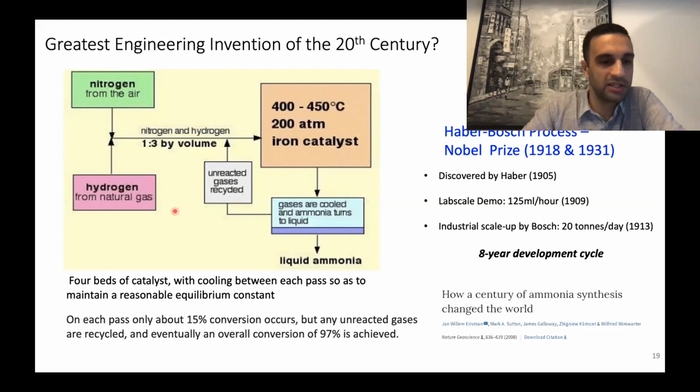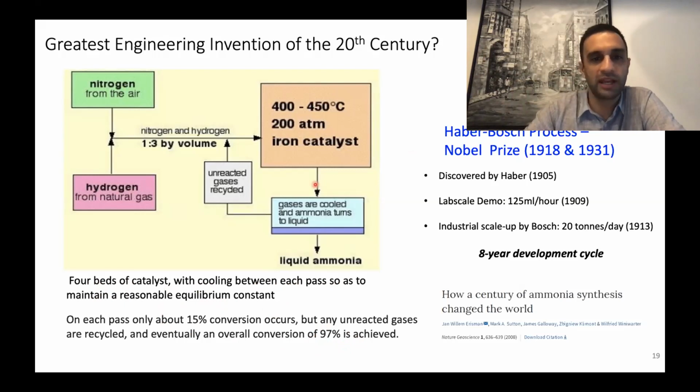So the way this works is there are four beds of catalysts with cooling between each pass so as to maintain a reasonable equilibrium constant. So each pass is only 15% conversion, but in a closed system, when you actually control everything properly, you can get an overall conversion of 97%.